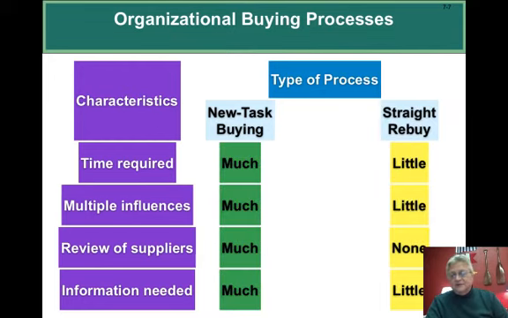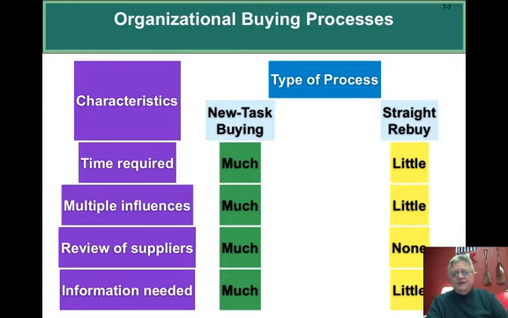On the other side of the spectrum, there's a straight rebuy type of purchasing, and that's perhaps for a maintenance, repair, and operating supply that's purchased frequently over a long period of time, and that usually takes little time to purchase. Usually there are very few people involved in the decision. Usually the purchasing person or the buyer can make the decision independently. Often there is a very limited review of suppliers, and the information may be maybe not that great at all.